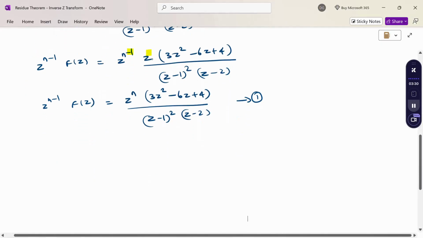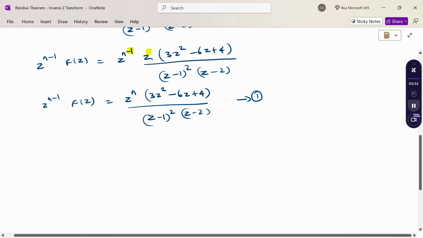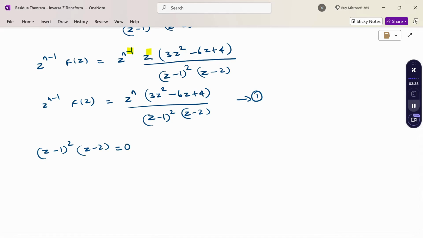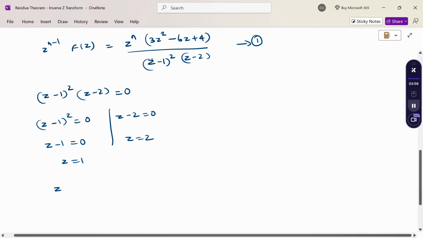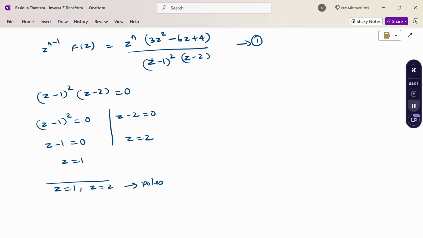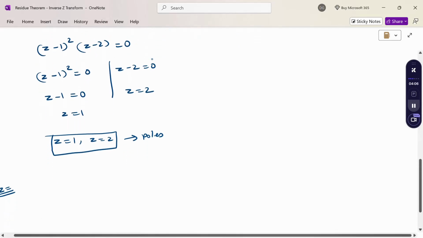Now from this equation, first take the denominator. The denominator (z − 1)²(z − 2) equals 0. Then (z − 1)² equals 0 and z − 2 equals 0. From this, z equals 1 and z equals 2. These are our poles, z1 and z2. So we have two poles, which means we need to calculate two residues.